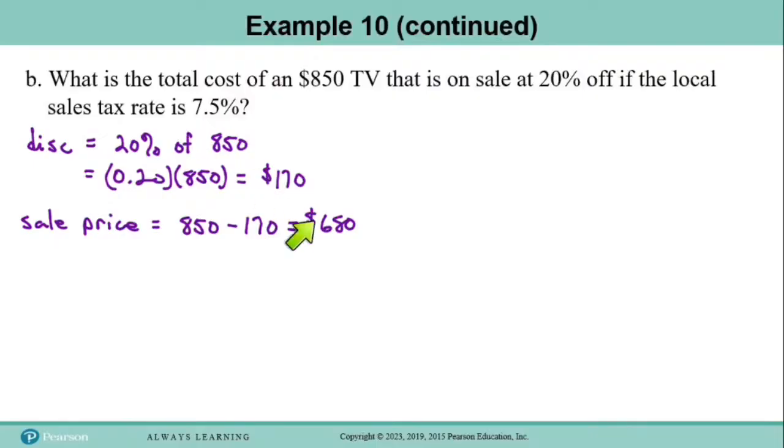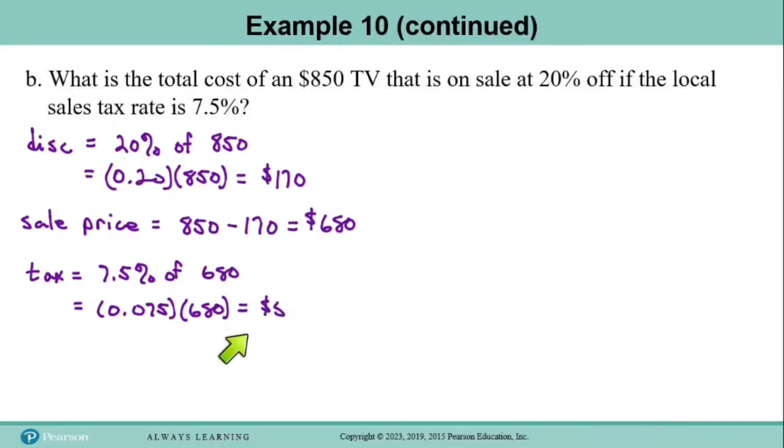So how much is the sales tax? Well, it's 7.5% of 680. And so that's going to be 0.075 times 680, which is $51. And now the total price to get out the door with the TV is the $51 tax plus the $680 for the TV, and that is a total of $731.